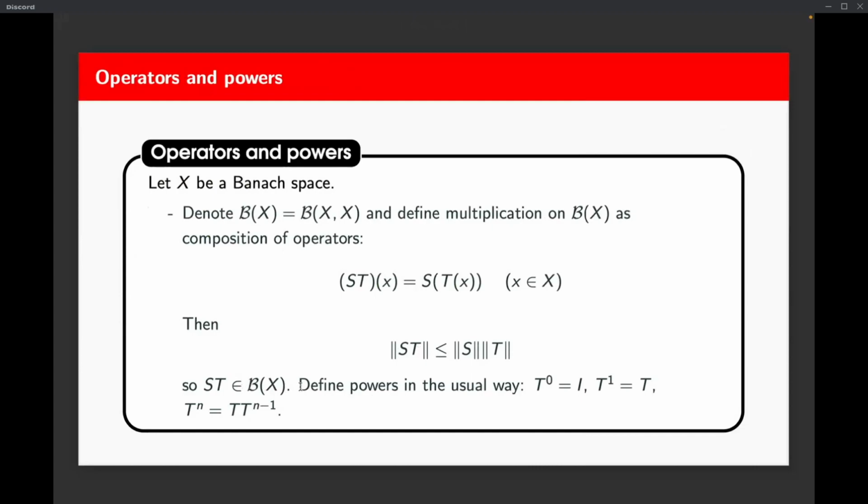And then you can define powers the usual way. If you have T as an operator, its zeroth power is just defined as the identity map. First power is defined as T itself, and then in general, the nth power is T times the previous power.